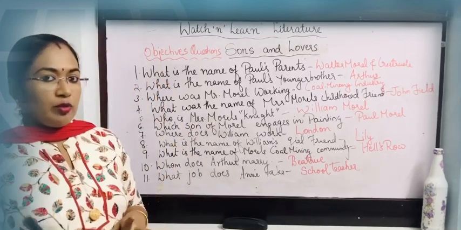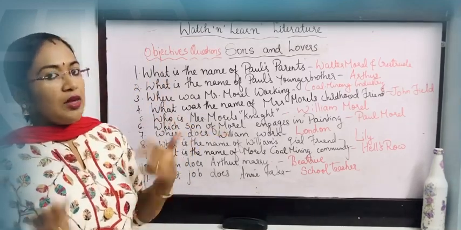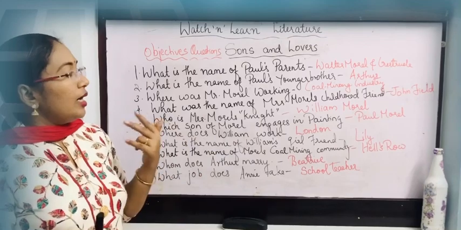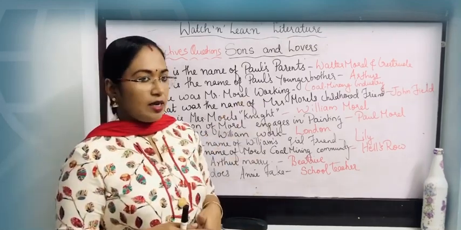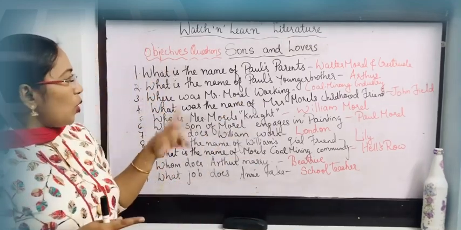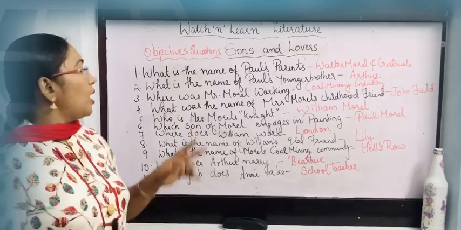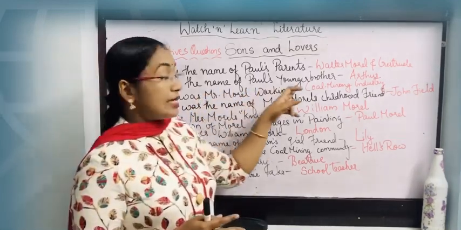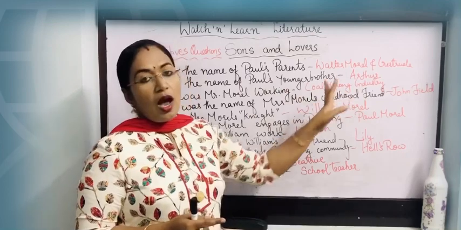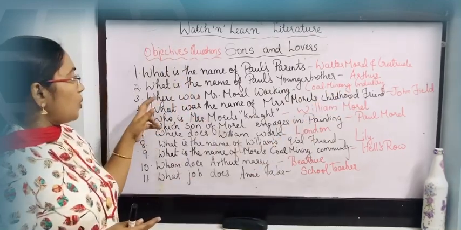Paul has two brothers. One is William, his elder brother, and Arthur, his younger brother. So Paul has two brothers, William and Arthur. What is the name of Paul's younger brother? The younger brother is Arthur. Now we'll come to the third question.